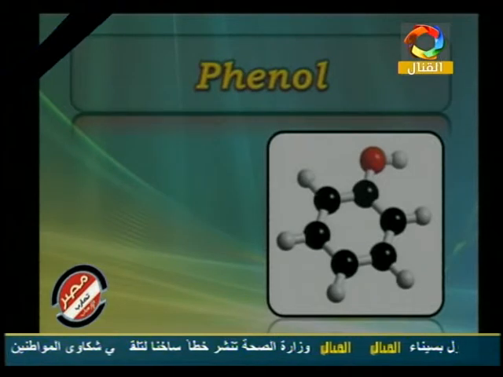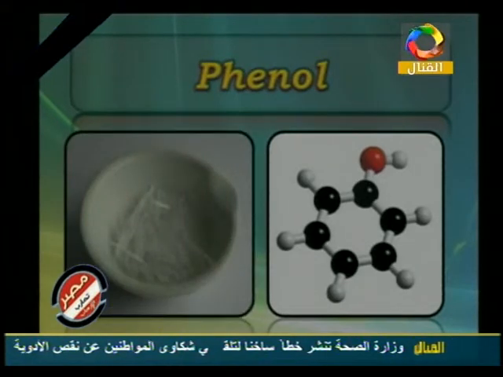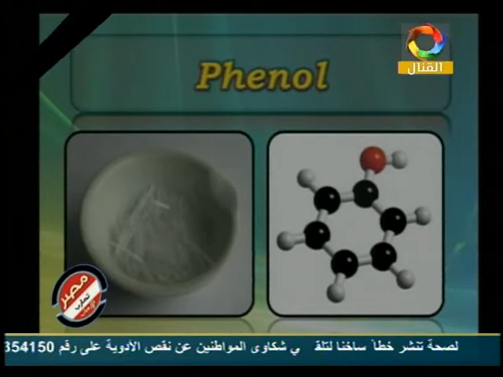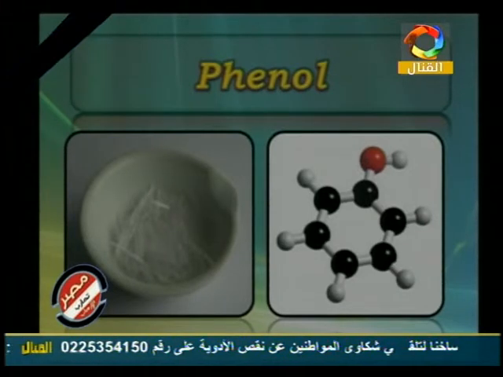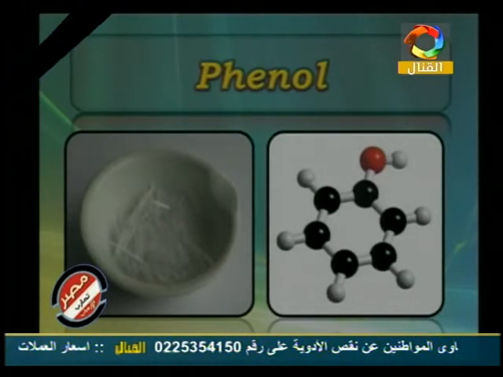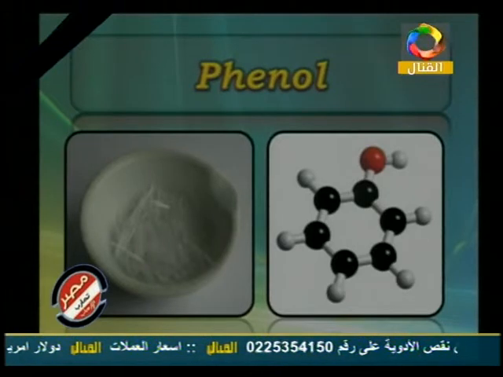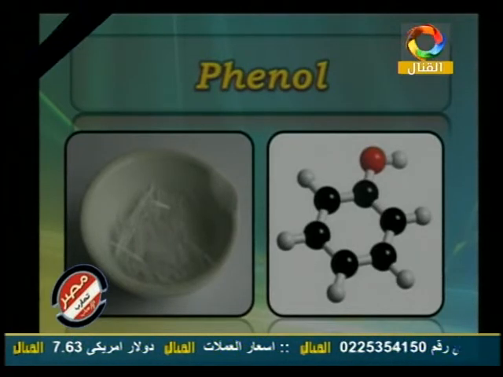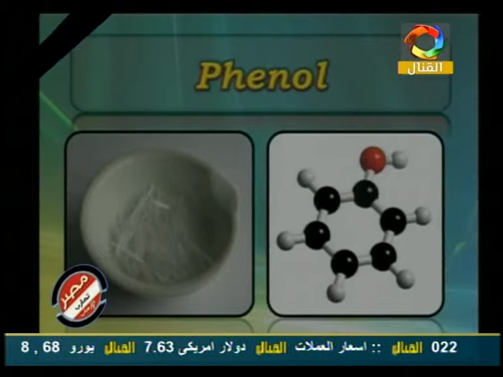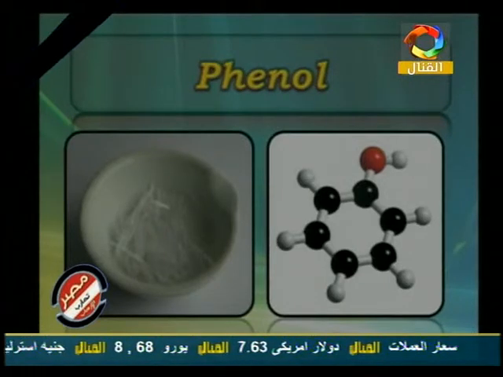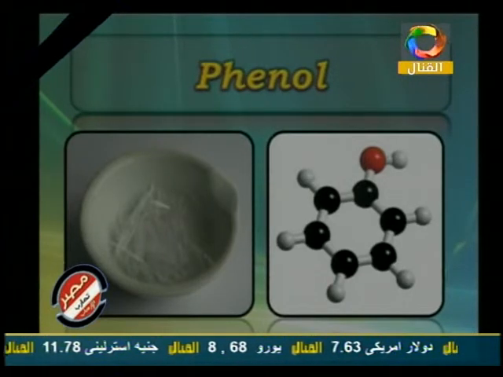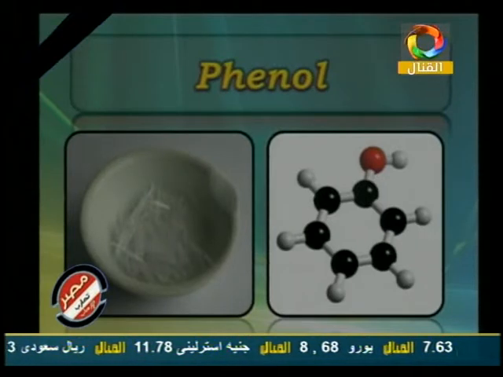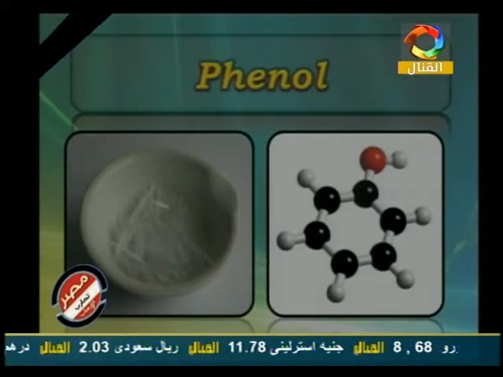This is the structure of phenol, and we have another picture, a real picture of phenol. It is in the form of crystals. Long crystals like this, and it has a white color. So here we have phenol, with this color, in the crucible.